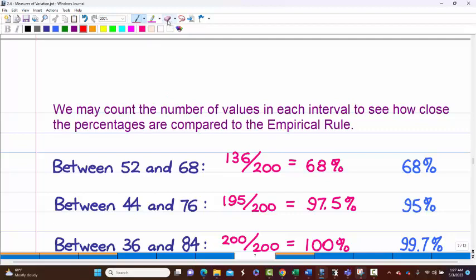So what we're trying to do with this particular sample is see how close it is to the empirical rule. Over to the right, I have the empirical rule values. This one matched exactly. 136 over 200 is 68%, and the empirical rule says 68.